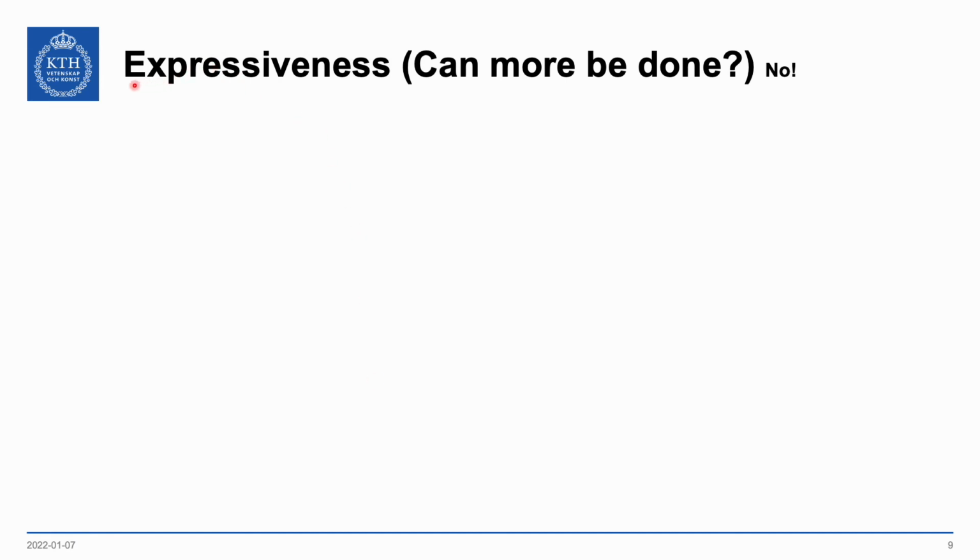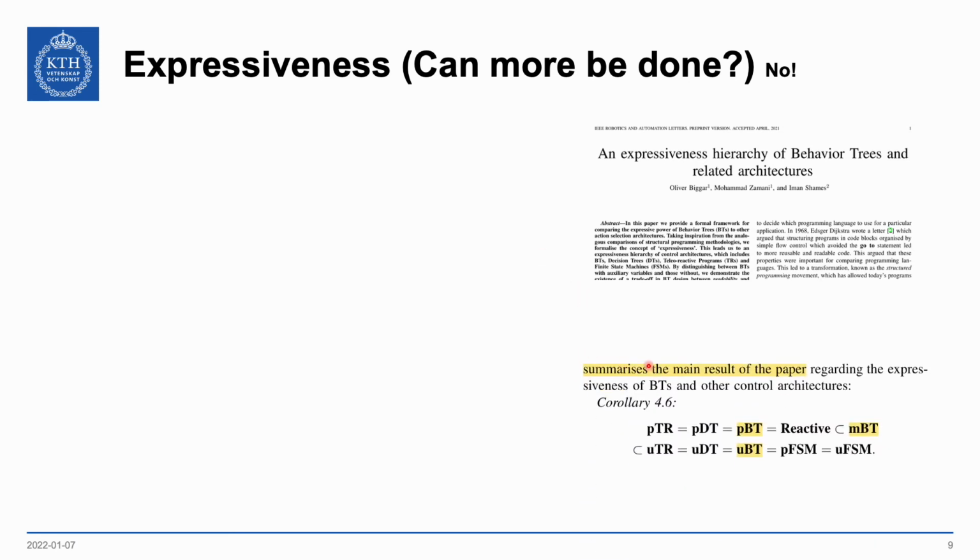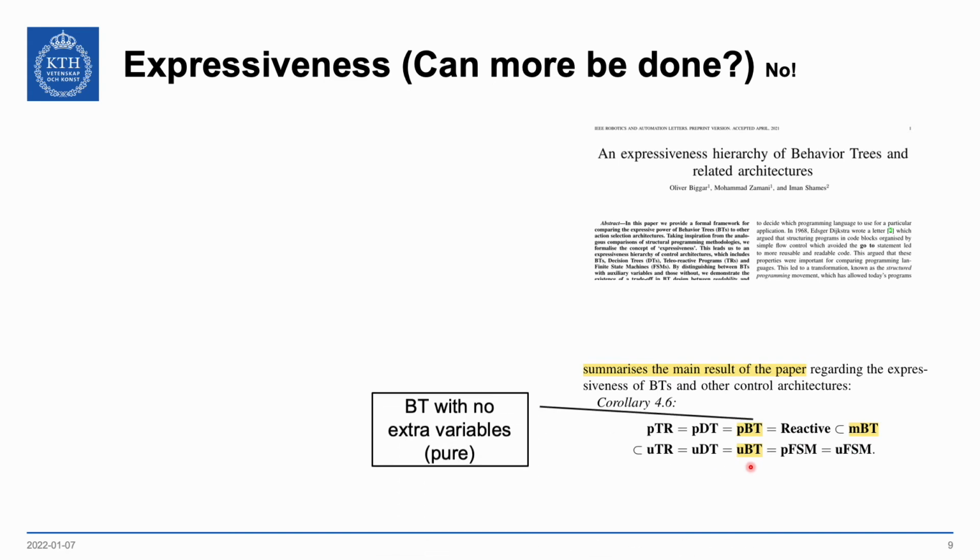So you might think about the expressiveness of an algorithm, or a behavior tree in this case. Can more be done using memory nodes than just using non-memory nodes? Well, the short answer is no. This was investigated in a paper by Biggar, Zamani, and Shames, our Australian friends. The key result summarizes the main result of the paper as follows: they have these definitions of the PBT, the MBT, and the UBT. The PBT basically stands for the pure BT, with no extra variables, no memory, and no blackboard.